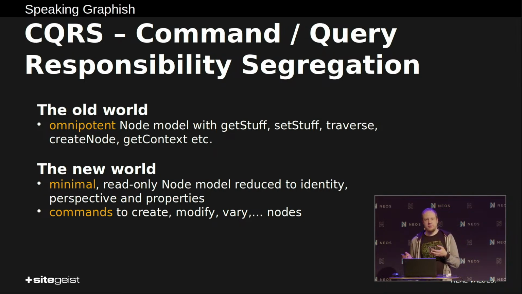You could get stuff like properties, for example, fair enough. You could also set stuff. You could traverse the whole tree. You could create other nodes, get the context for finding stuff, and so on. And this was split up into multiple models. For example, the read model is now a really minimal node object, which has just a few identity components, something like perspective. We'll have a look at that later. And of course, properties. And if you want to do anything actively, like changing stuff, creating, modifying, varying, and so on nodes, then there are commands for that.